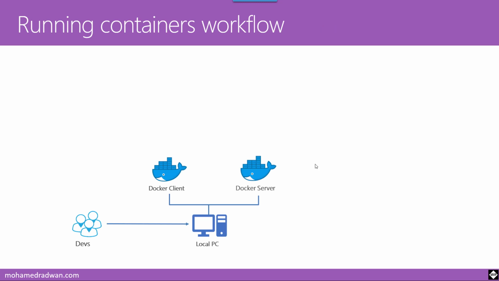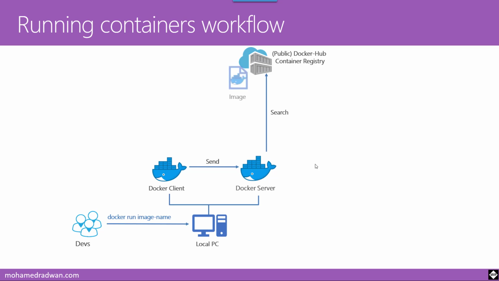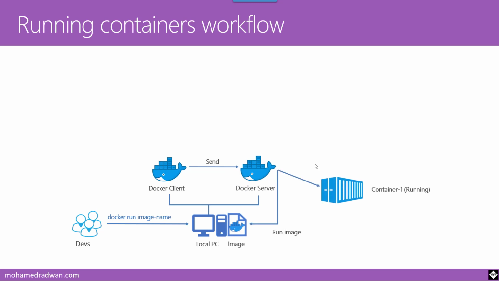So let's look at the workflow of running a container. As we explained before, the developer will execute docker run image name. The Docker client will send the command to the Docker server or daemon. Now the Docker server will search for this image, as it may exist on the local machine. If it is found, it will create the container. If it is not, then it will search the public registry for this image. Once it finds the image, it will pull this image to my local machine and then run this image, so I can have a container one running, or whatever the name of the container.